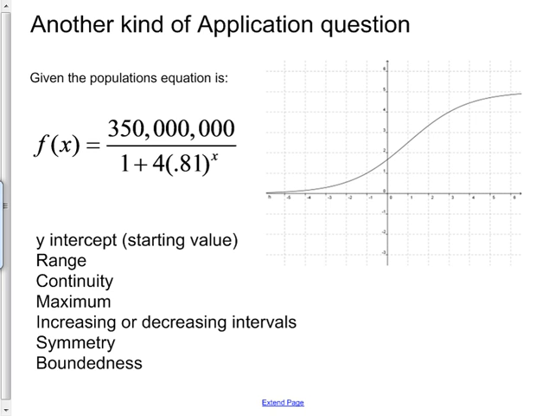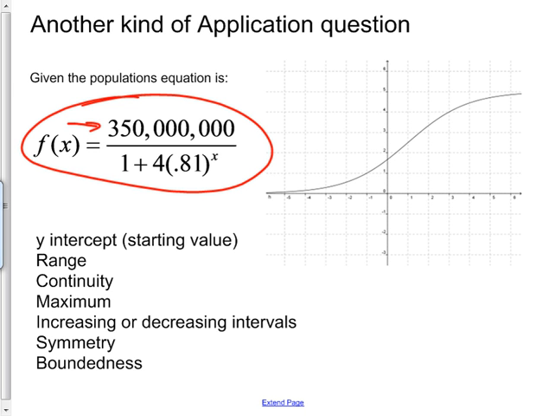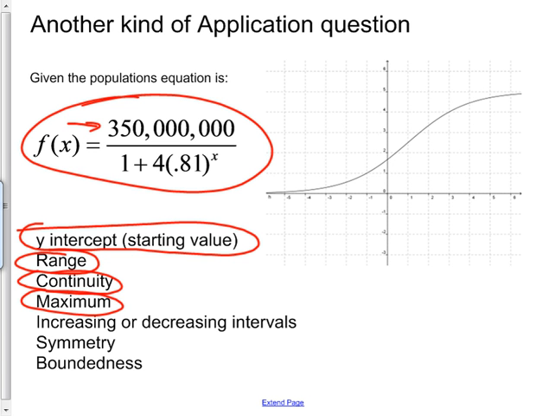All right. So this kind of application question, given the population equation is this, they've told you that there's only so many zebras or whatever that can live there. And I hope you could answer all of these: the y-intercept, which is the starting value, the range, continuity, maximum. Are there any of these that you would not be able to answer or need clarification on? Oh, one thing, symmetry. We are not going to ask you to calculate the point of symmetry. You could say that there's symmetry around that point, but it gets complicated and we're not messing with that.